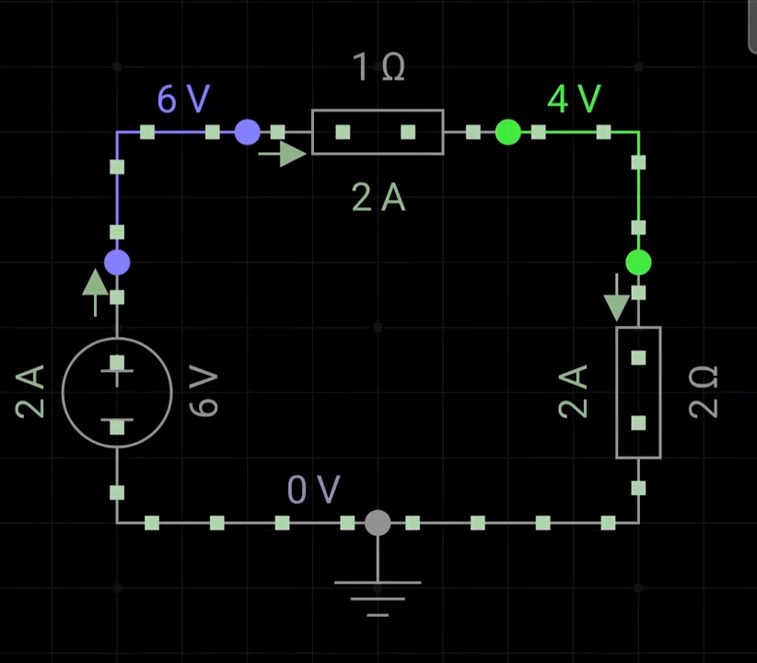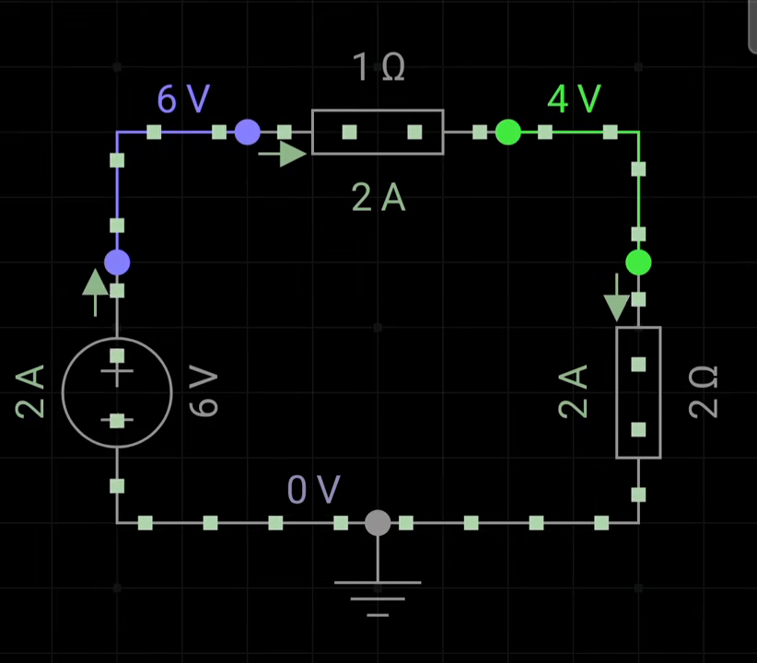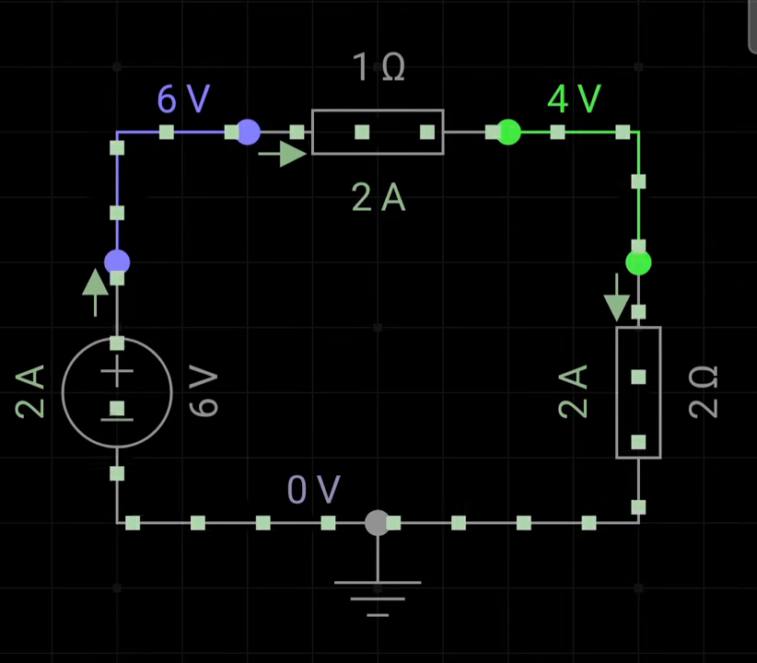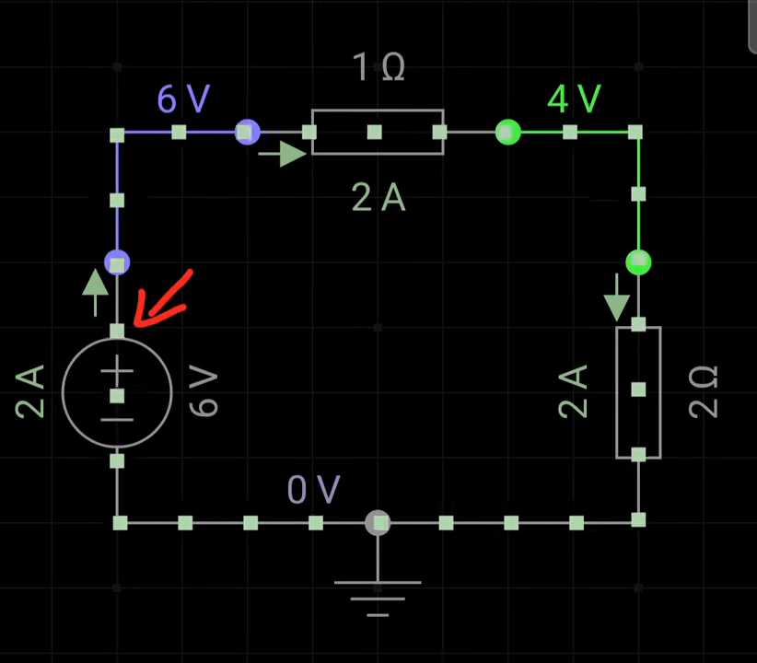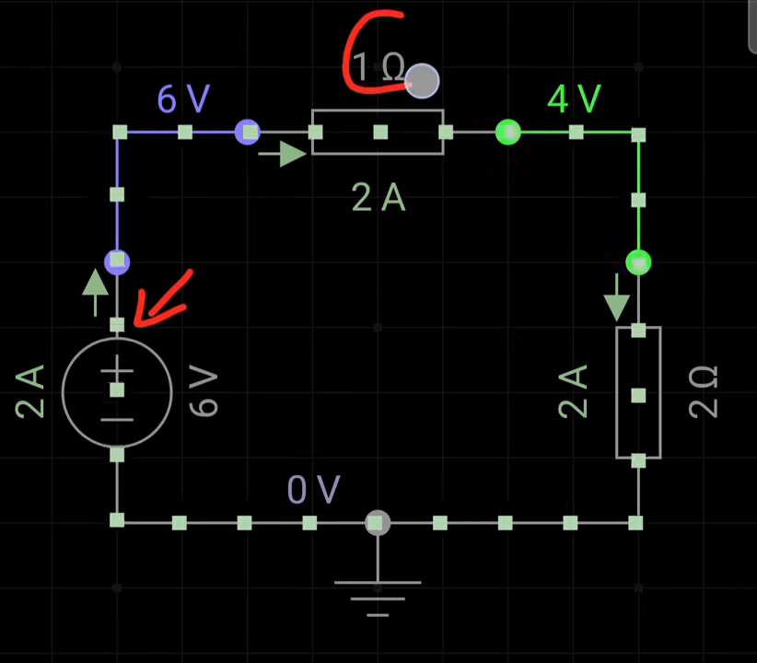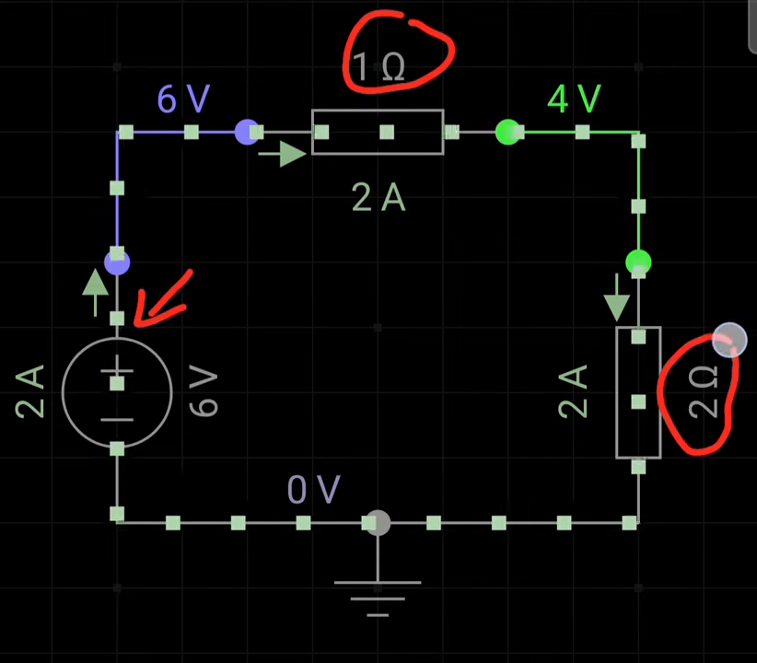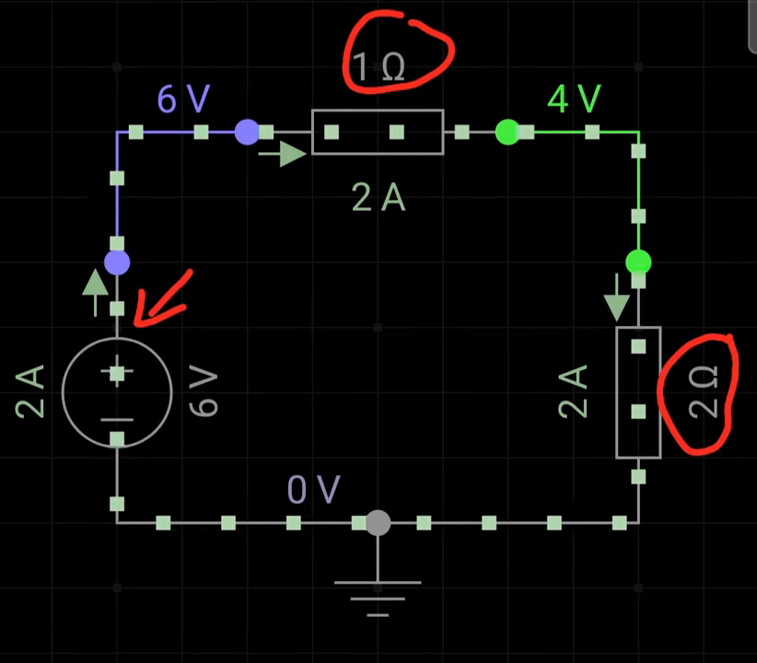Okay, hi there. So you see we have this simple circuit where through the animation we try to understand what this circuit is about. As you can see, we have got this 6 volt DC voltage source, and there is a resistance of 1 ohm here. There is a resistance of 2 ohms here, and this is how the circuit looks completed.